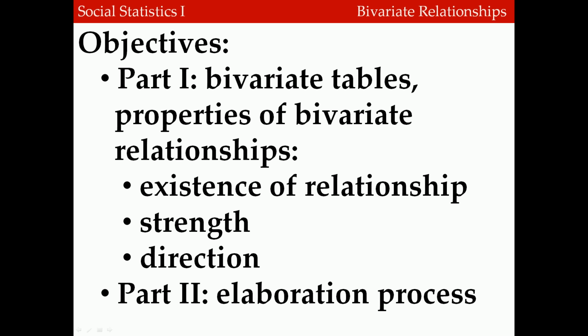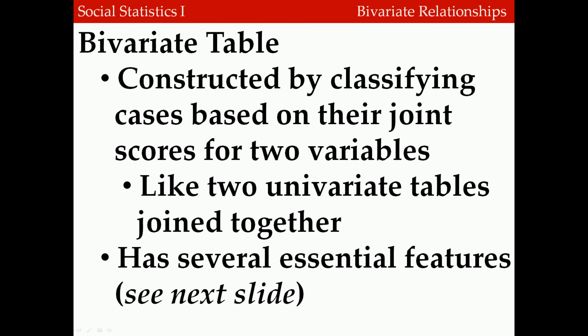This lecture deals with bivariate relationships, that is, relationships between two variables, and it's organized into two parts. Part 1 deals with bivariate tables, also known as crosstabs or contingency tables, and properties of bivariate relationships, including the existence of a relationship, the strength, and direction. Part 2 deals with the elaboration process, or a way of looking to see if a third variable influences the relationship between any given set of two variables.